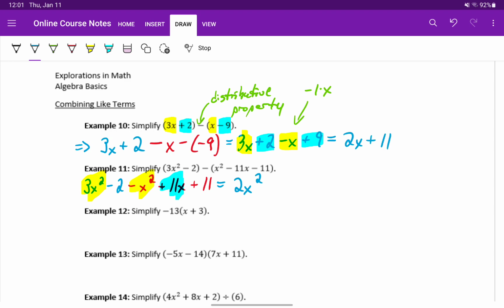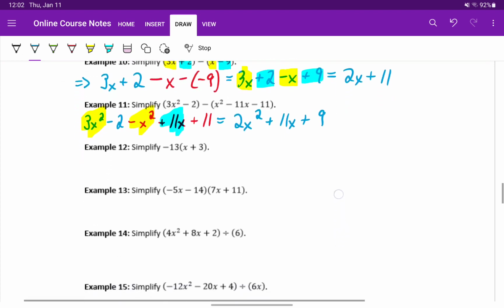Now we'll look at 11x, which has no like terms because there are no other terms that have just an x. So that will remain unchanged. And then we'll add our constant terms together to get plus 9. So in order for two terms to be like terms, they either need to both be constants or they need to be variable terms that have the exact same variable expression. 11x is not a like term with 3x squared and minus x squared.